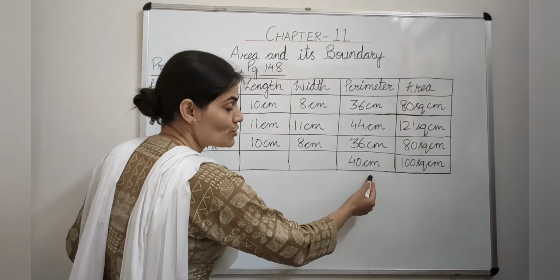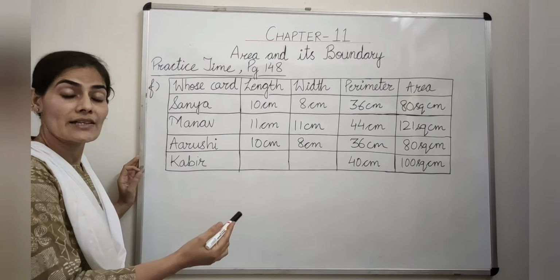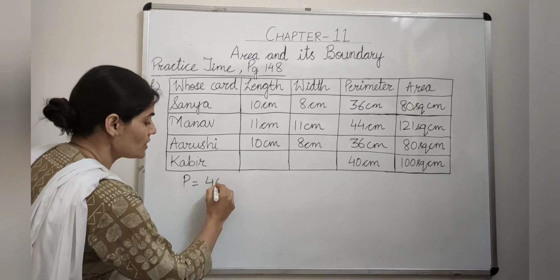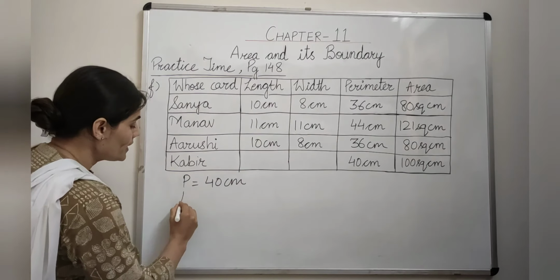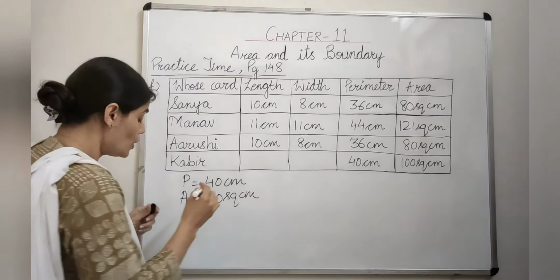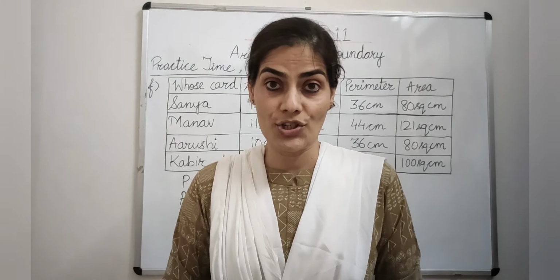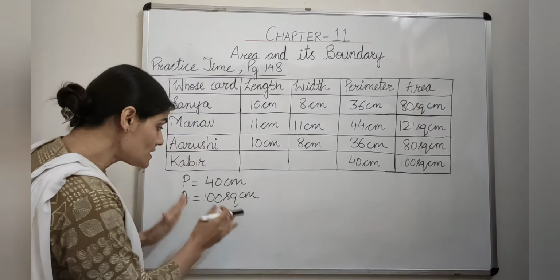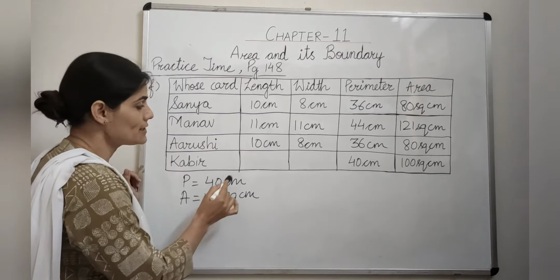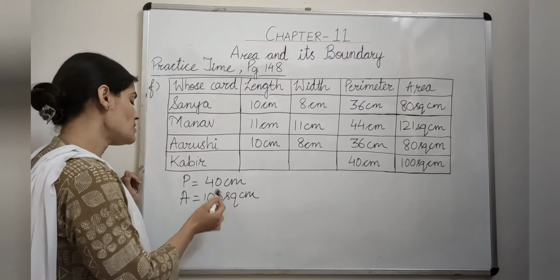Now we are going to find information about Kabir's card. We know the perimeter of the card. We know the area of the card. We have to find the length as well as the width. So let's write the given information. Perimeter is equal to 40 centimeter. Area is equal to 100 square centimeter. We don't know whether the card is square in shape or it is rectangular in shape. So with this information provided to us, what are we going to do? We cannot find either the length or the width with the help of this. Same is the case with area.